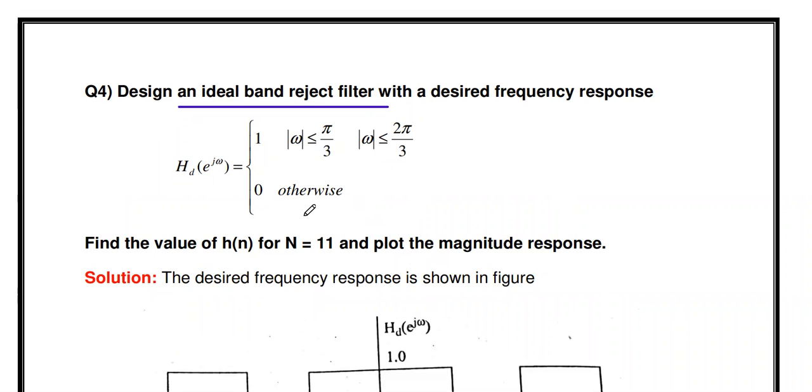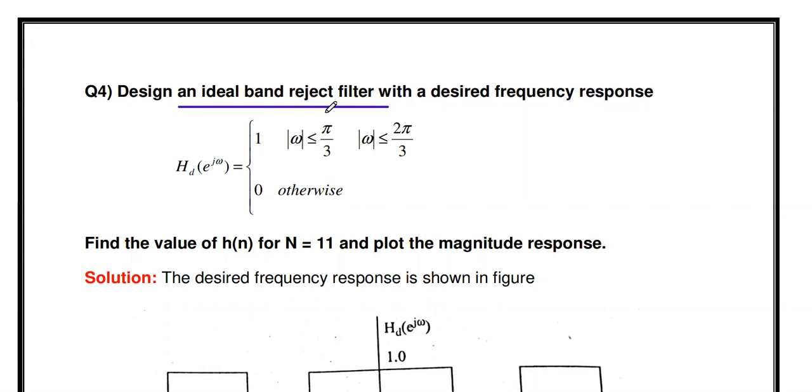The Fourier series method. Okay, so similar to this, we already solved three problems. We designed the low pass filter, high pass filter and band pass filter for the given specification for capital N equal to 11, and also obtained the magnitude response curve. Similarly, we are going to design the band reject filter.